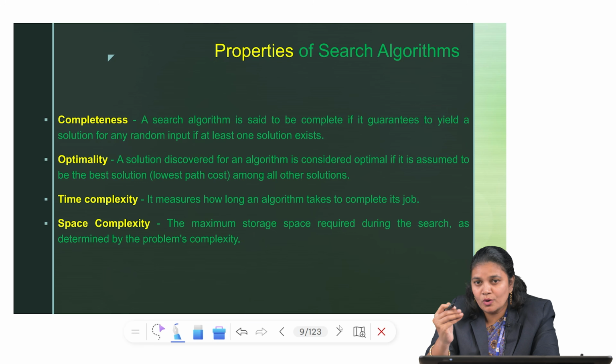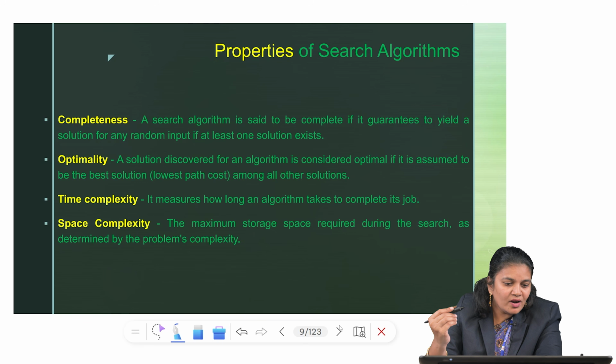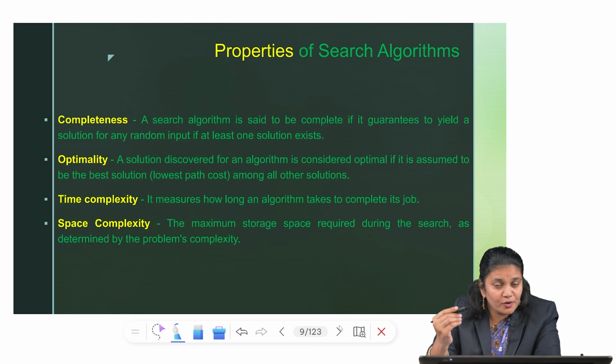In the same way, in order to find out the best solution among the set of solutions, we are using these parameters. First parameter is completeness. What is completeness? If the algorithm gives you a solution, at least one solution, it should be there. Then we can tell that it is complete. If it is not giving, it is incomplete. That algorithm cannot be relied on. Second one, optimality. Many solutions should be there and your algorithm should provide the best optimal solution. So that is your optimality.